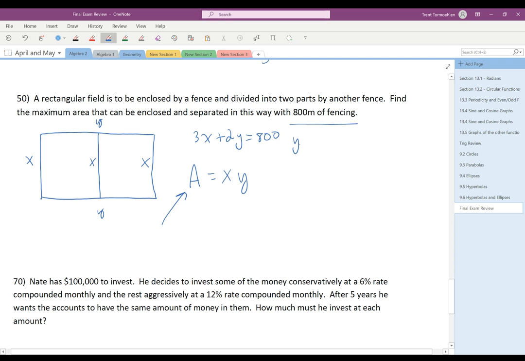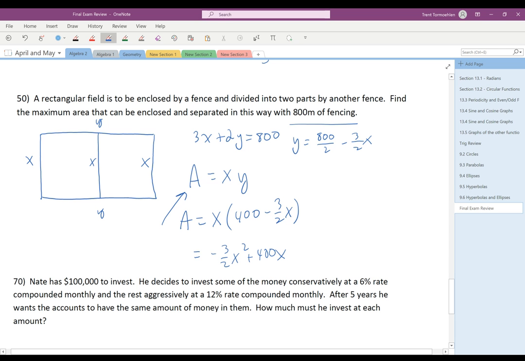And so you're going to get y equals 800 over 2 minus 3 over 2 x, so just 400 minus 3 halves x. And so we can substitute that in here to get x times 400 minus 3 halves x, which gives us negative 3 halves x squared plus 400x.